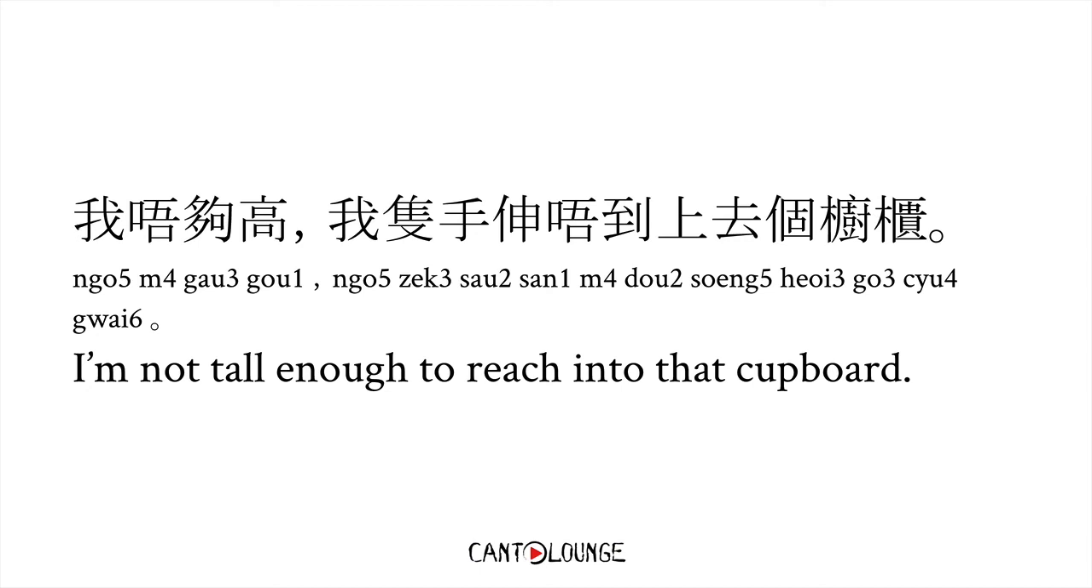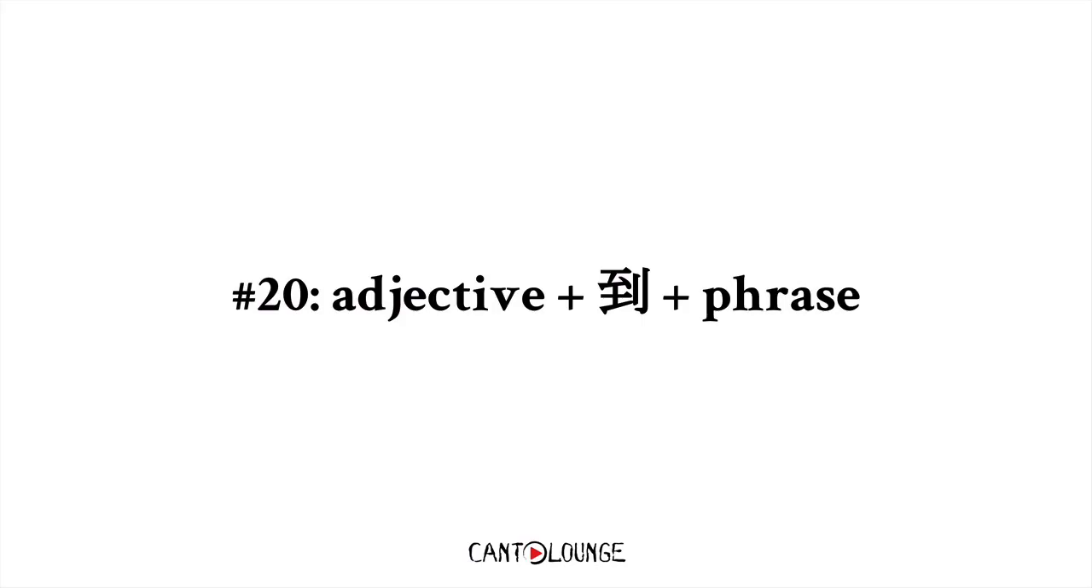Okay, so vocab, 唔夠高, not tall enough. To remember word order, in Cantonese it's "not enough tall." In English we have "not tall enough," right? 伸 means to reach or to extend, and 橱櫃 means cupboard. 廚 means kitchen, 櫃 means like a cabinet, kitchen cabinet, cupboard. Makes sense, right?